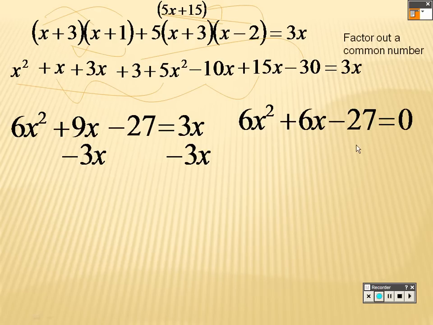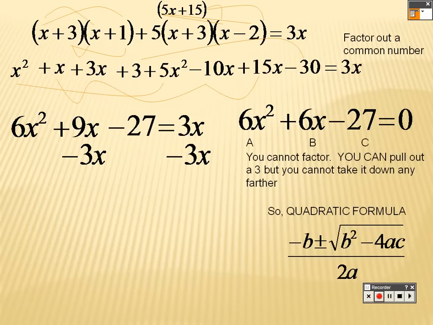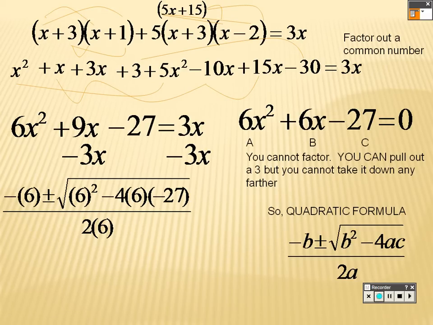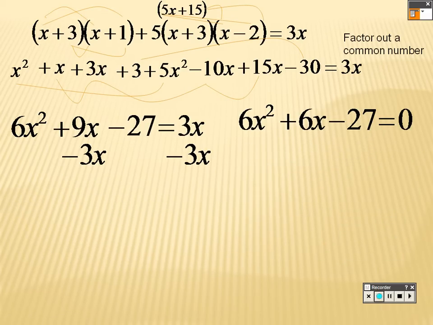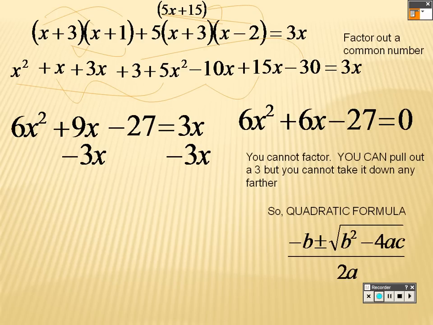So now I notice that they all have a common factor of 3, so I pull them out and use the quadratic formula. So I guess what I decided to do here, when I'm working ahead, was I realized that I can pull out a 3, but I can't factor it any farther than that anyway, so I'm going to have to do the quadratic formula anyway to solve this problem. If you remember, this is the quadratic formula, negative b plus or minus the square root of b squared minus 4ac divided by 2a. So 6 is a, 6 is b, and negative 27 is c, so I plug them all in.